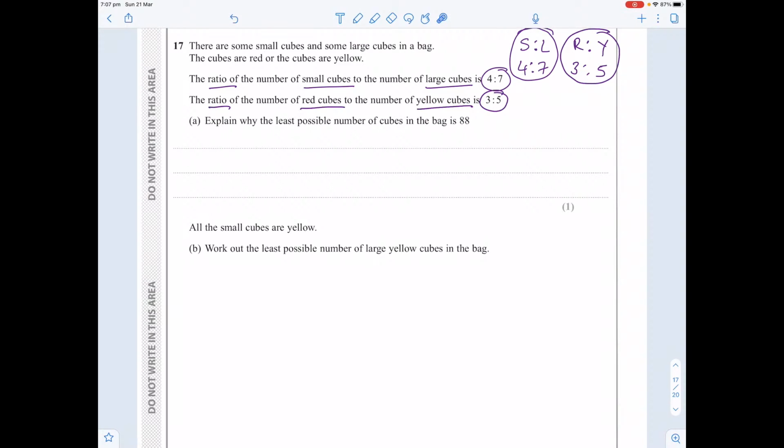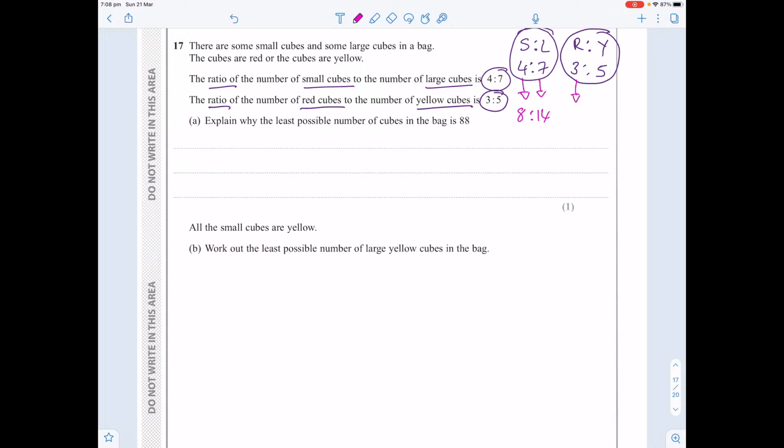So let's go and read the actual question, what it wants us to do. It wants us to explain why the least possible number of cubes in the bag is 88. Right. Now, if you are familiar with ratios, you should know that ratios are always expressed in their simplest forms. That means these two values right there could be bigger than that. For example, they could be multiplied by 2, giving us something like 8 to 14. And they can continue being multiplied to give us larger values.